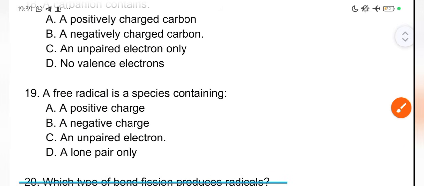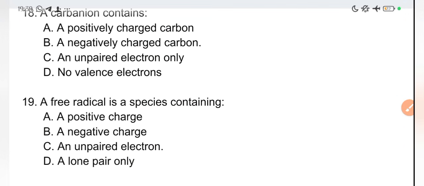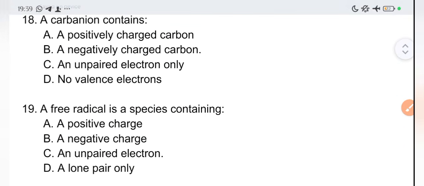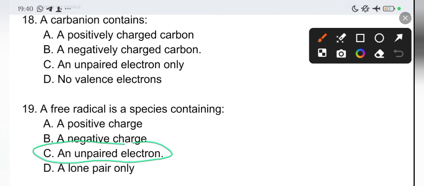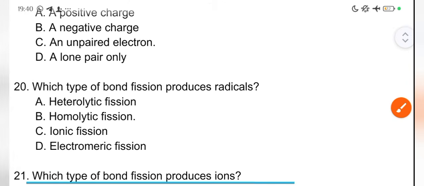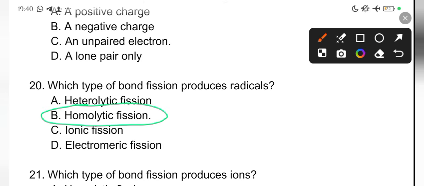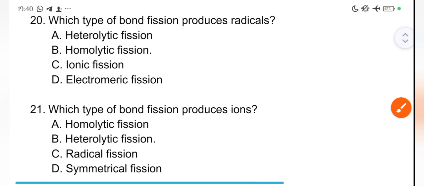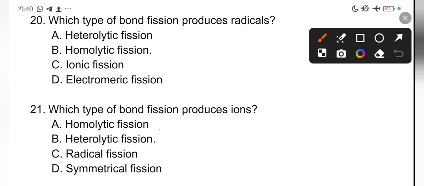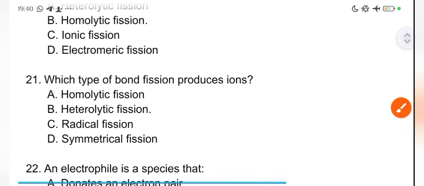All right. Next question. A free radical is a species containing an unpaired electron. So when something contains unpaired electrons, it's known as a free radical. All right. Moving on, which type of bond fission produces radicals? The kind of bond fission that produces radicals is known as homolytic fission. Which type of bond fission produces ions? It is heterolytic fission. So please take note, homolytic and heterolytic have different products, and you must know the products that they give.